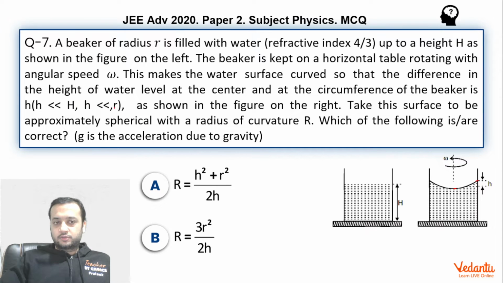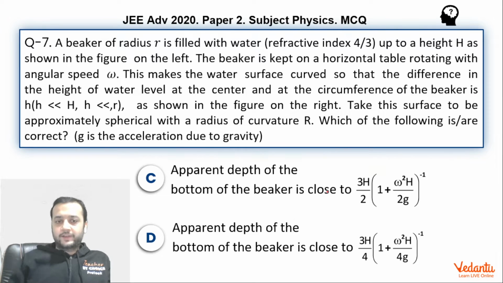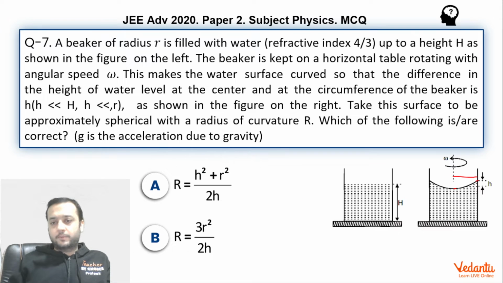And h is super small as compared to small r. This is small r and capital H. So basically small h is very, very small in comparison to radius and capital H both. So using this data, we have to find the value of capital R. Now, what is capital R? Capital R is the radius of curvature of this surface, which IIT has asked us to assume to be spherical, approximately spherical. And we have to also find the apparent depth of the bottom.